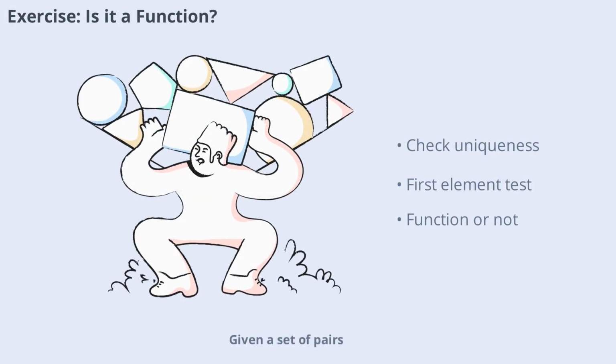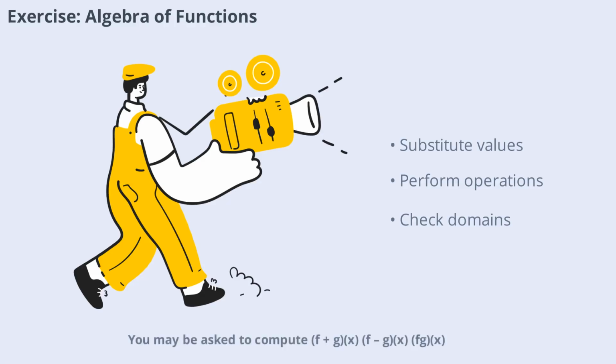Given a set of pairs, determine if it forms a function by checking if each first element is unique. For example, H = {(4, 6), (3, 9), (11, 6), (3, 11)} is not a function because 3 appears twice as the first element.